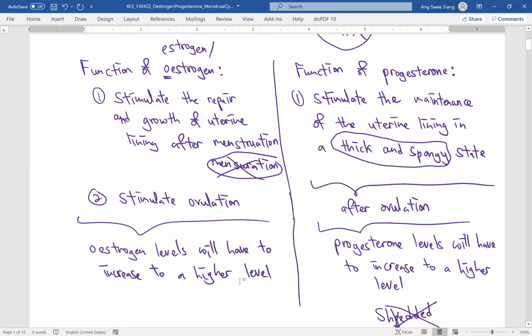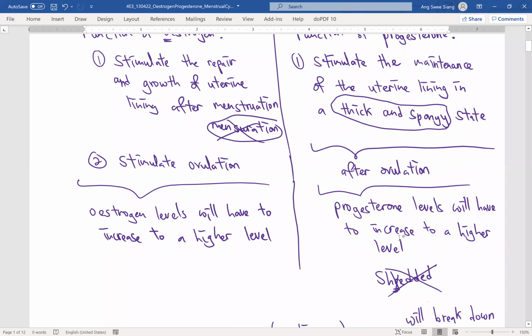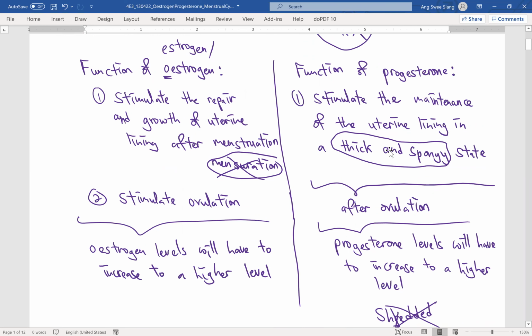I have given you a set of notes. You need to know how to sketch that graph. Later we will look at it; I will briefly go through it with you. Then the function of progesterone is to stimulate the maintenance of the uterine lining in a thick and spongy state, usually after ovulation. So progesterone levels will have to increase to a higher level in order for this to happen.